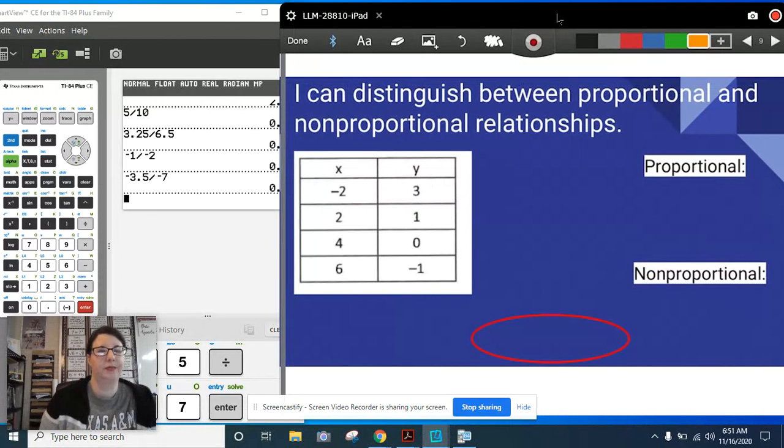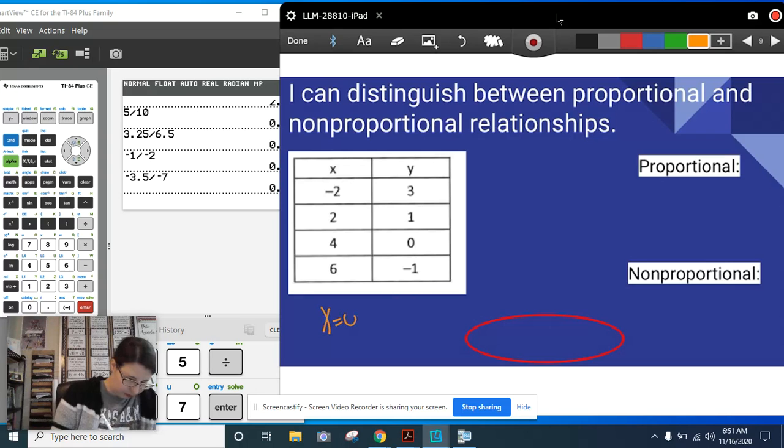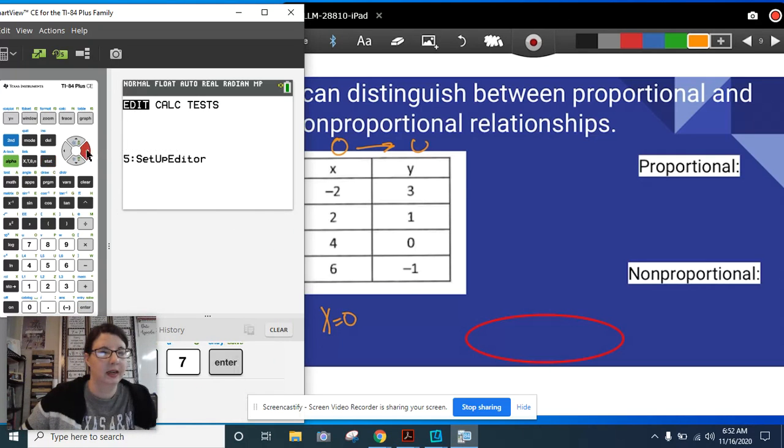Now on a table, we can do two different things. We can look at the x value. If x is equal to 0, so if I have a 0 over here, I can look at my y, and my y needs to be 0 as well. But does any of my x's have a 0? They don't.